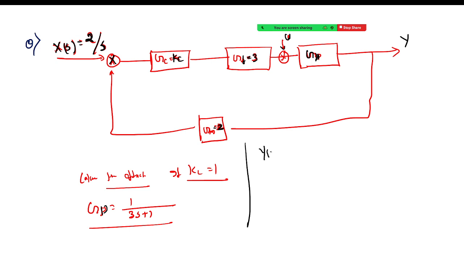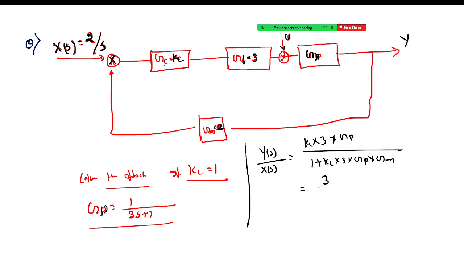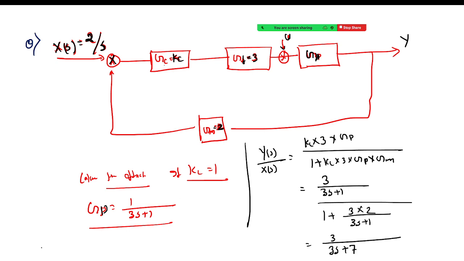So here GP is given. So what will be the transfer function over here? Ys divided by Xs. First we should calculate the transfer function. That is equal to GP GC GF upon 1 plus GP GC GF GM. Right? So can I write Kc into 3 into GP divided by 1 plus Kc into 3 into GP into GM. GP is your first order, that is 1 upon 3s plus 1. Kc is 1. So 3 upon 3s plus 1 upon 1 plus 3 upon 3s plus 1 into 2. Is it clear? So the 3s plus 1 will get cancelled out. The transfer function you will get is 3 upon 3s plus 7.